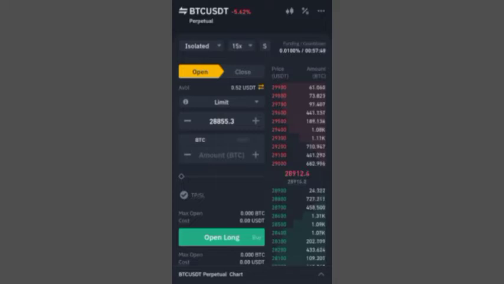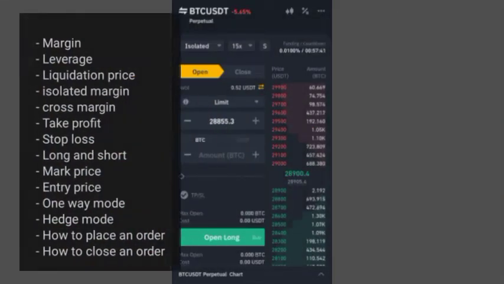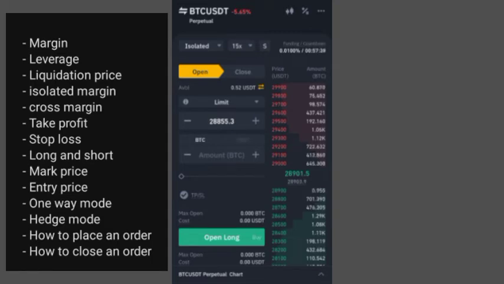So in this tutorial, I will be covering some major aspects of futures trading, so key terms and some things you get to know about trading futures. The very first is margin. I'll talk about margin, leverage, liquidation price, isolated margin, cross margin, your take profit, stop loss, long and short, mark price and entry price, one-way mode, hedge mode, how to place an order, and how to close a position.